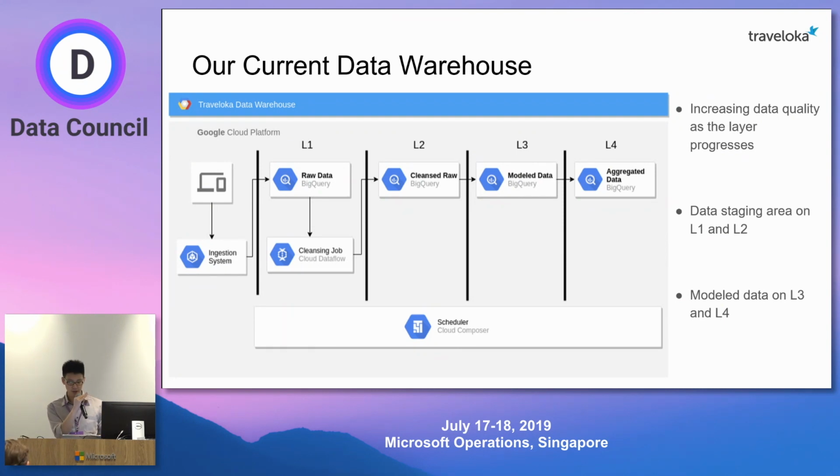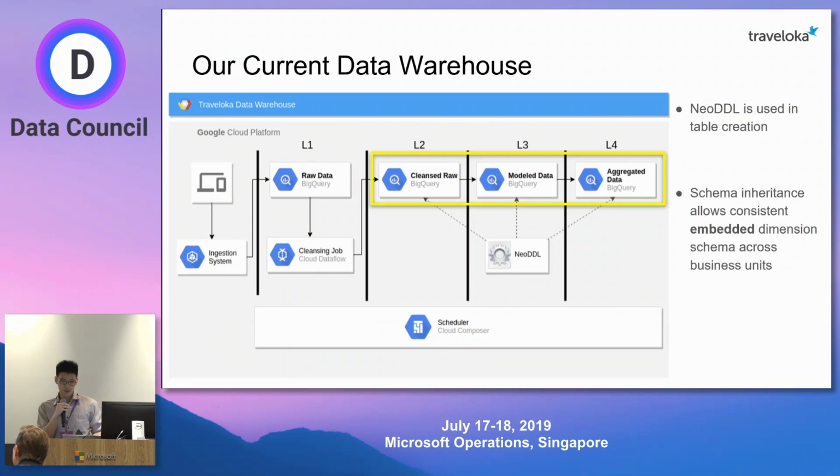You can see L1 and L2 can be considered as the data staging area, where error discovery, data restructuring, or data masking are performed. L3 and L4 are the modeled data area, where the data is modeled according to the common business process, for example, order, sales, or refund. The only difference between L3 and L4 is that L4 is the aggregated version of L3. It can be aggregated based on time, for example, weekly, monthly, or yearly, or aggregated horizontally across business processes to calculate, for example, conversion rate.